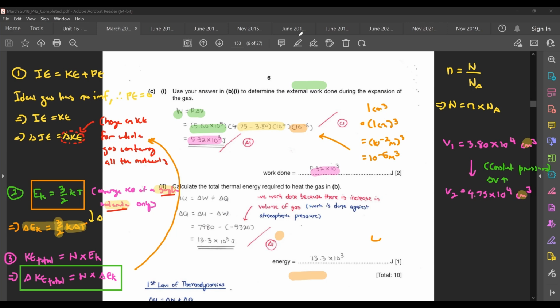All right. Okay, then if you move on to the second part here, calculate the total thermal energy that has been used to heat up the gas in B. All right. So when you are asked to find thermal energy and whatnot, usually you need to relate to your thermodynamic first law. Thermodynamic first law is written as increase in internal energy is equal to work done on system plus heat supplied to the system, right?